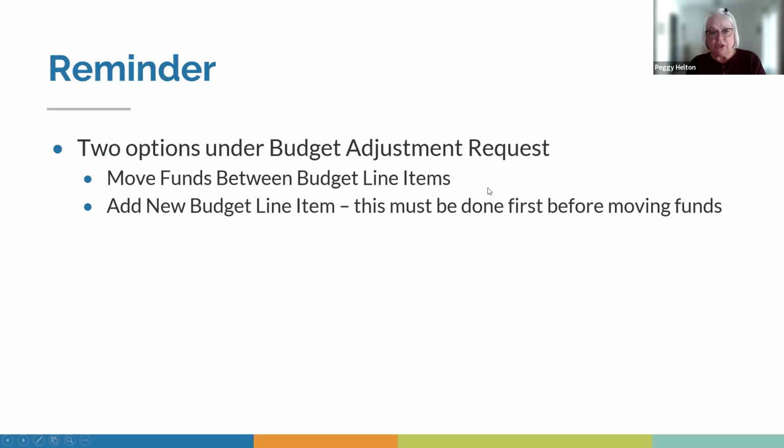So just a reminder, when you go in to do a budget adjustment request, it gives you two buttons, so to speak. You can move funds between budget line items or you can add a new budget line item. So just a reminder that if you need to add a new budget line item, you need to do that first before moving funds between budget line items.